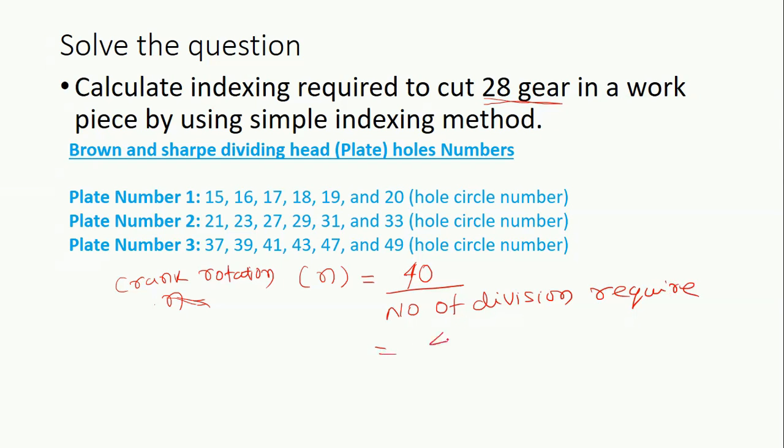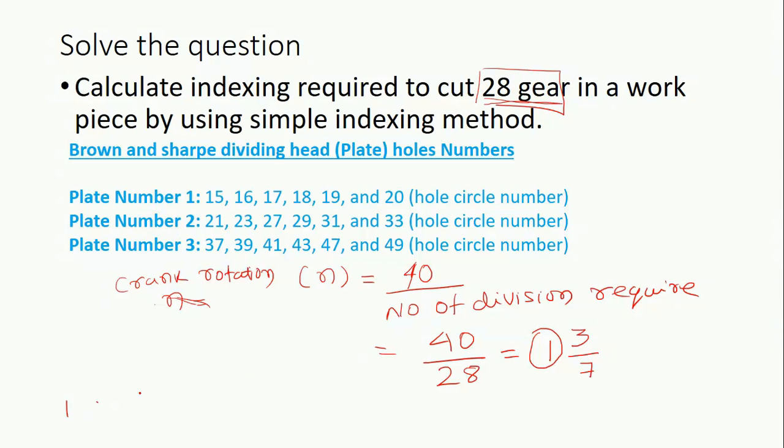Let's go for 40 by number of division. What is the number of division here? 28 here. Means you have to make the workpiece into 28 equal parts. Okay, if we divide it, then something like 1 by 3 by 7 comes. What does it indicate? This 1, what does it indicate?